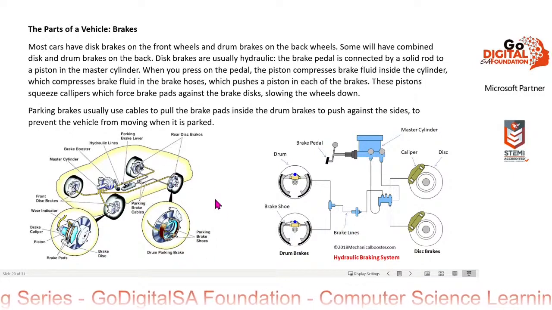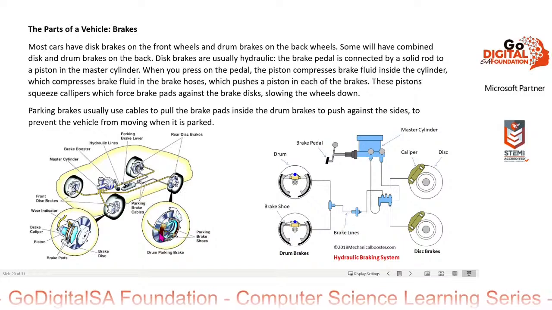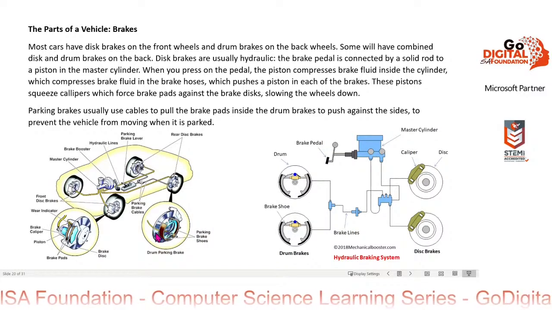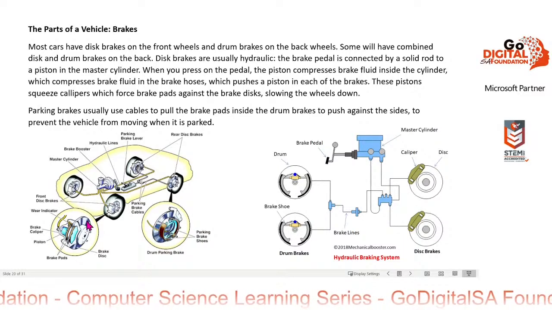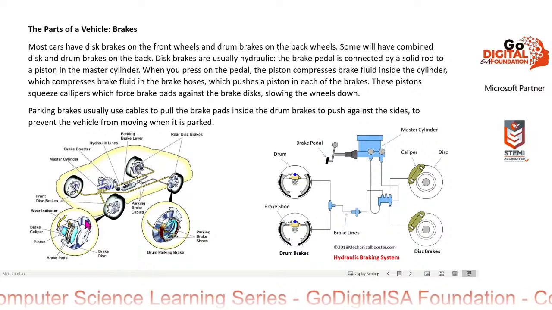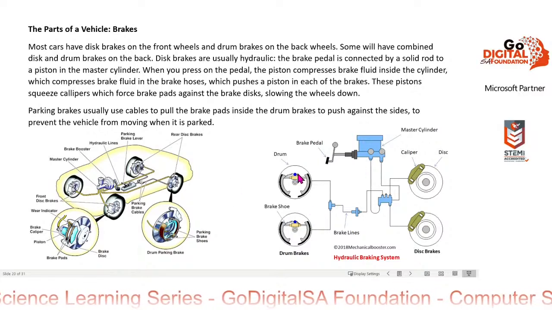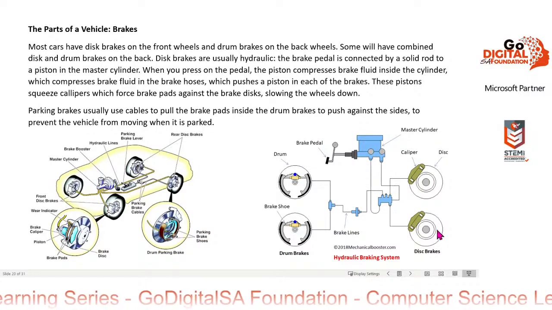In this example, the rear wheels have got combined drum and disc brakes. So the discs in the back work the same way as the discs in the front. Okay, in this example, we've got drum brakes in the back and disc brakes in the front.